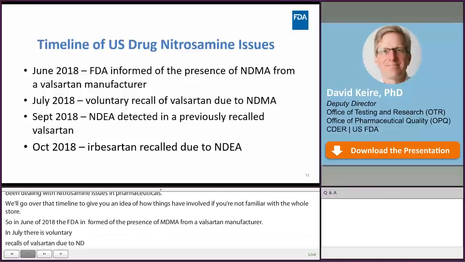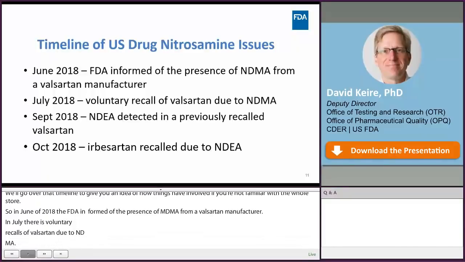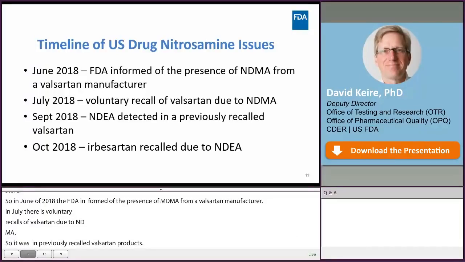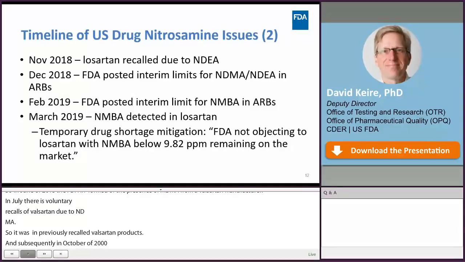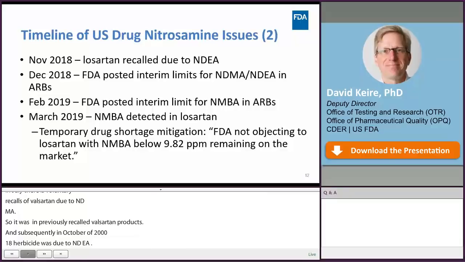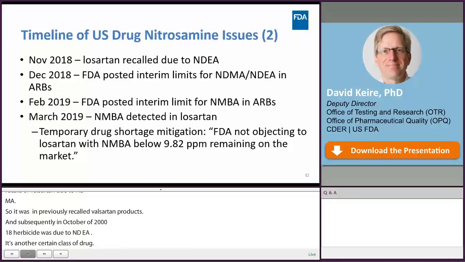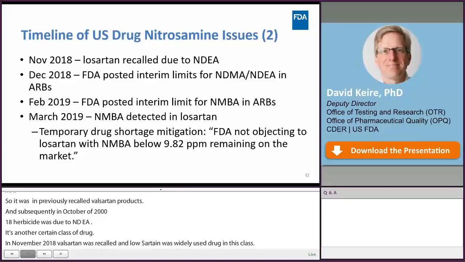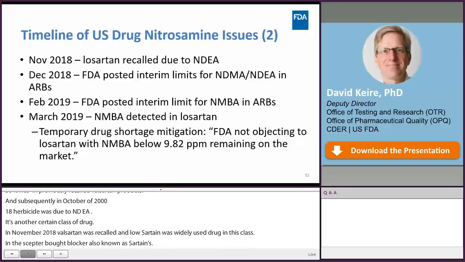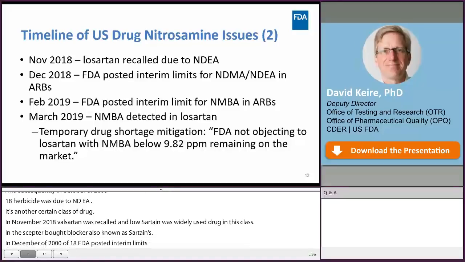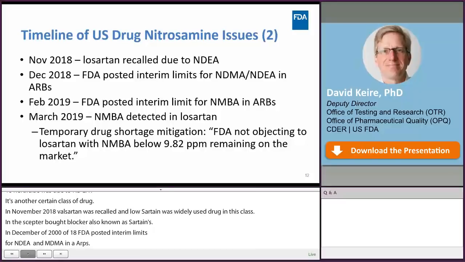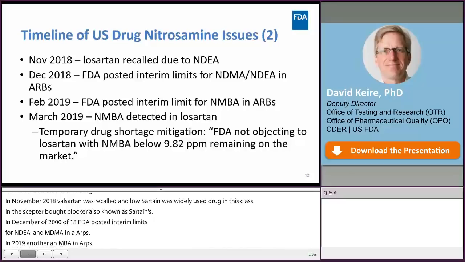Subsequently, in October of 2018, irbesartan was recalled due to NDEA. Irbesartan is another sartan class of drug. In November 2018, losartan was recalled due to NDEA, and losartan was a very widely used drug in this angiotensin receptor blocker class of drugs, also known as sartans. In December of 2018, the FDA posted interim limits for NDMA and NDEA in the ARBs. In February, the FDA posted interim limits for NMBA, yet another nitrosamine compound that was discovered in ARBs. And in March, NMBA was detected in losartan. At that time, there were shortage concerns about losartan, which again was a widely used cardiovascular control drug.